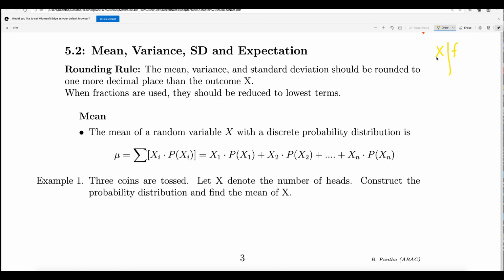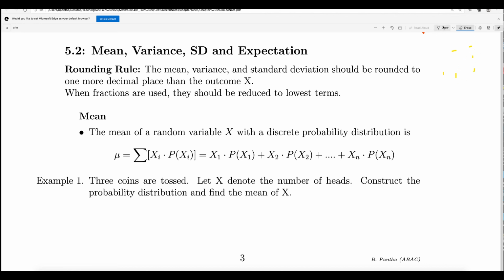and how did we find the mean? We found f times x, right? And then we entered all these things in the calculator, or we did it by hand. Then we found the summation of f times x divided by the summation of f. That's what we did in the frequency distribution. But now what we want to do is find the mean, standard deviation, and variance of the probability distribution.